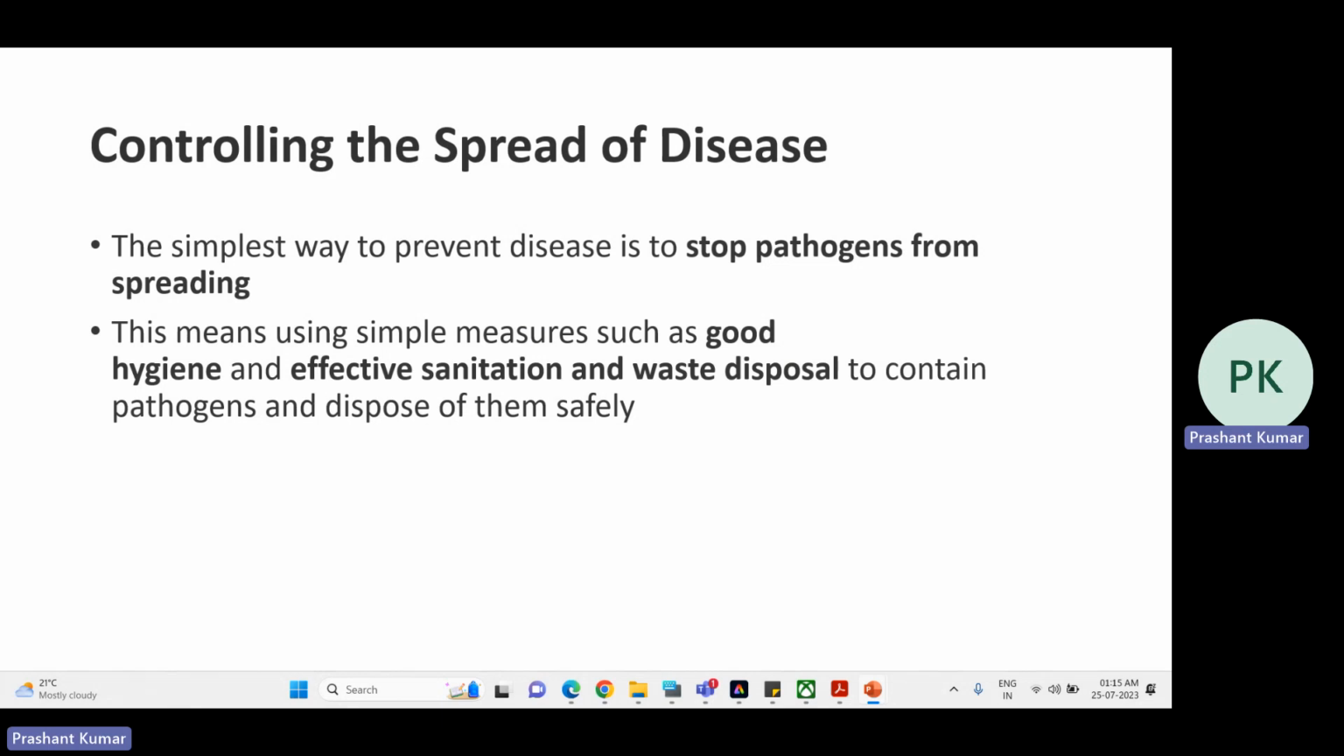Controlling the spread of disease, how can we stop the spread? The simplest way to prevent disease is to stop the pathogen from spreading. This means using simple measures such as good hygiene, effective sanitization, and waste disposal. If you're doing all these things regularly, there's a maximum chance you are controlling it.